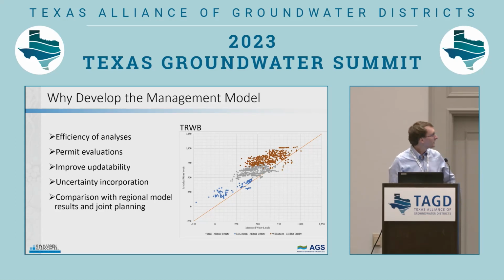So why develop a management model? The first obvious thing is going from a large regional model to a county level model really reduces the runtime. Right now, the Northern Trinity Woodbine GAM takes about 3.5 to 4 hours to run, and that's for a single simulation. If you're running multiple simulations or additional modeling programs, you can extend that time quite a bit. You start at the end of the day, and hopefully when you come in the office the next morning, everything's done and done correctly, which it never is.